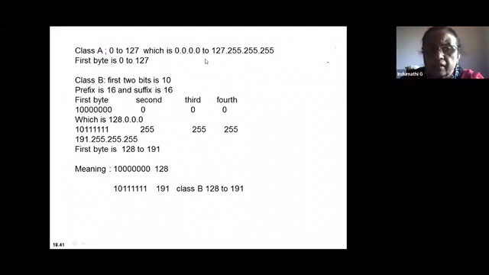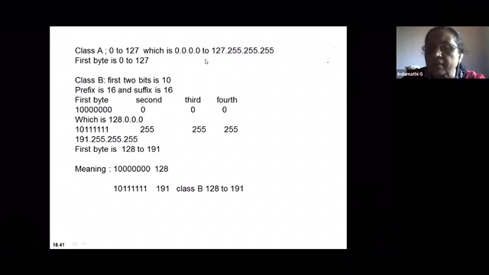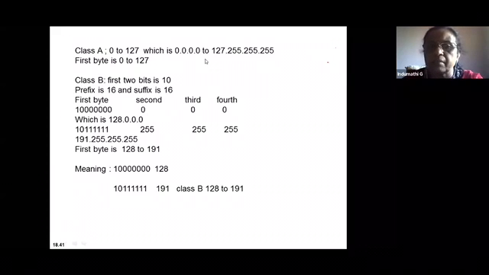So class A, if you refer back, is 0 to 127. So 0 is represented as 0.0.0.0 to 127.255.255.255. 0 to 127 is represented as 0.0.0.0 because IPv4 has 4 parts. It is split into 4 different parts, like 32 bits. It is 4 bytes. So that is why 0 to 127 is the range of class A addresses.